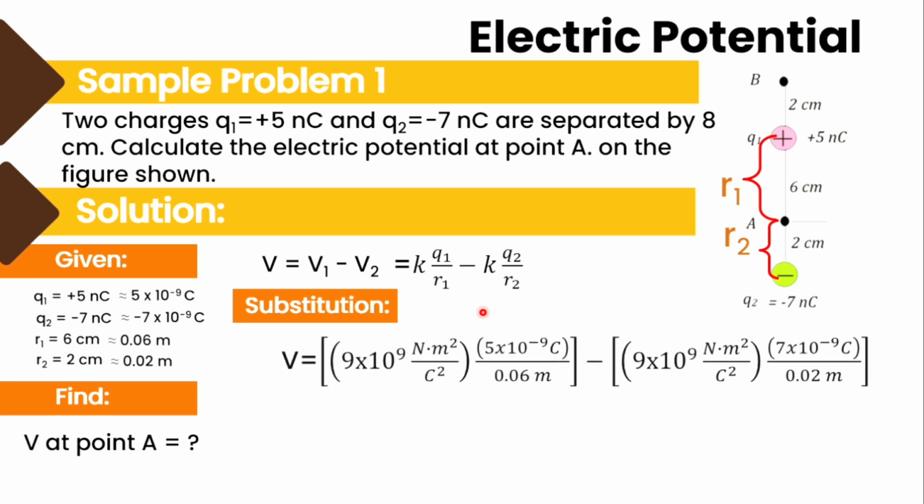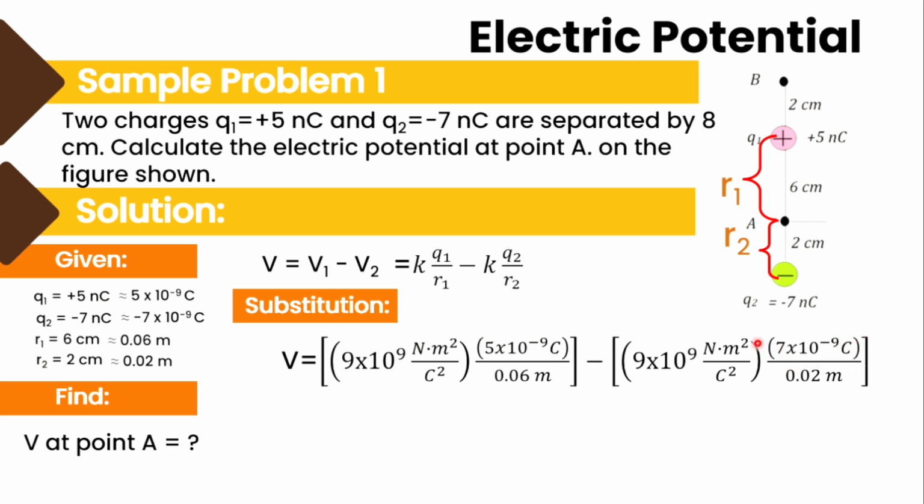By substitution, we have here electric potential is equal to coulomb's constant, which is 9 times 10 raised to 9 Newton meter squared over coulomb squared. We need to multiply this to the source charge number 1, which is 5 times 10 raised to negative 9 coulomb, all over the distance of point A to source charge number 1, that is 6 centimeters, and that is equivalent to 0.06 meters. So minus, substitute again, coulomb's constant, 9 times 10 raised to 9 Newton meter squared over coulomb squared. Substitute Q2, or the source charge 2, which is equal to 7 times 10 raised to negative 9 coulomb.